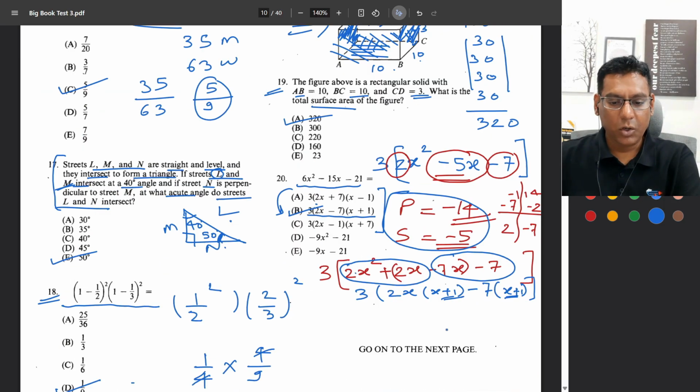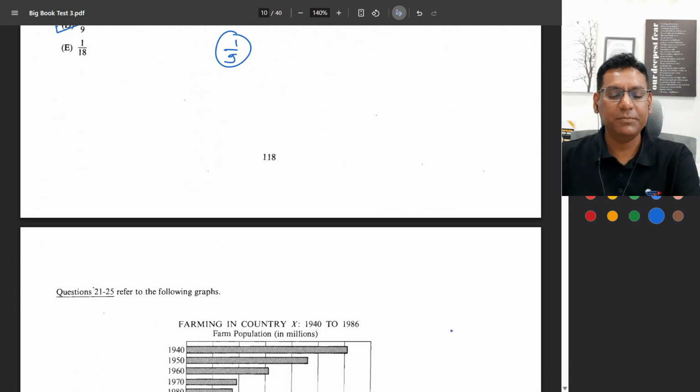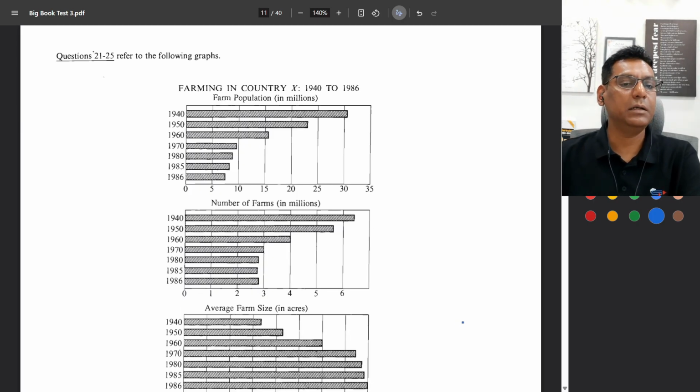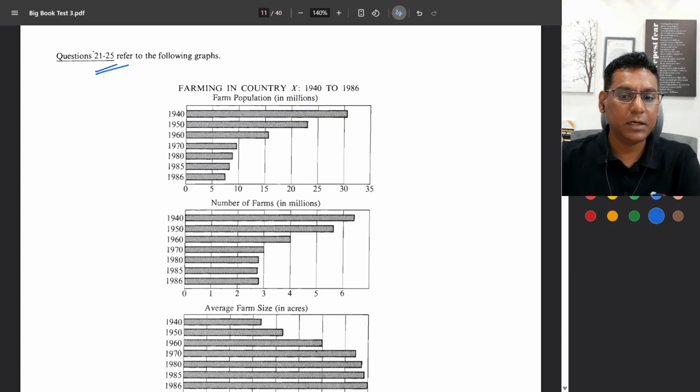Okay, all right. Now, like I said, this seems to be a little on the easier side, this whole set. Maybe the graphs are a little tough. Let's see, question 21 to 25, farming in country X from 1940 to 1986.